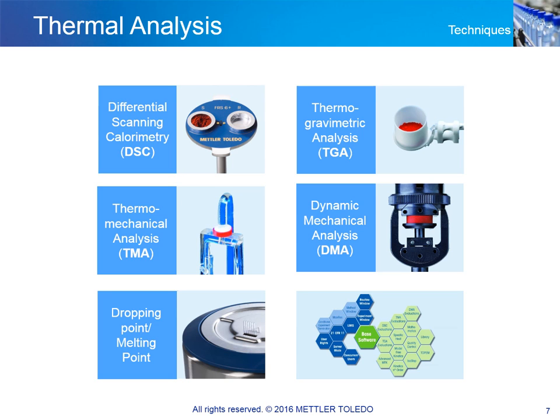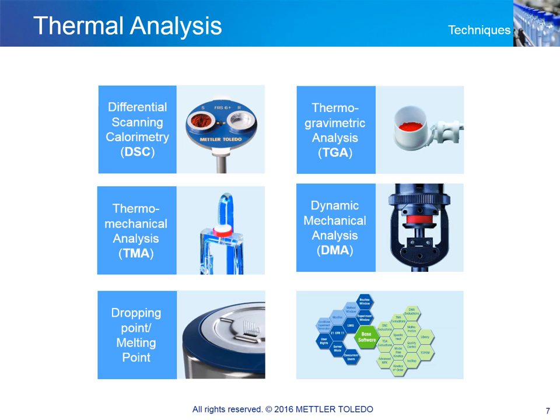This slide shows 5 techniques commonly used in the field of quality control. Differential scanning calorimetry, or DSC. This is the most widely used thermal analysis technique. The picture shows a DSC sensor with a sample colored red and reference crucible.